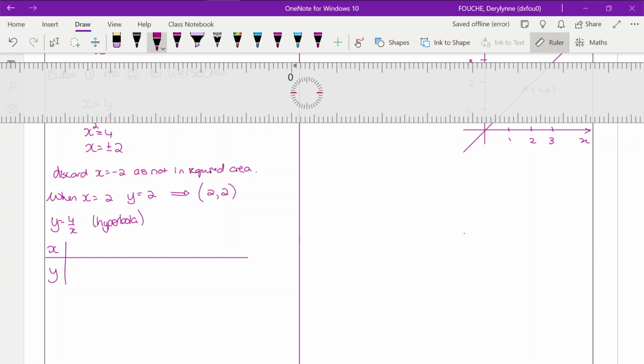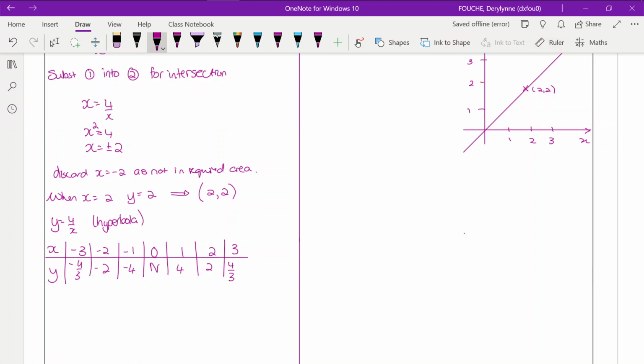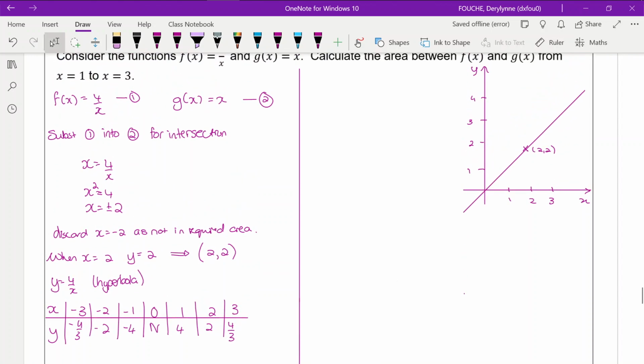So I'm going to go from negative 3, negative 2, negative 1, 0, 1, 2, and 3. I'm not too interested in anything past there. So I've got negative 4 over 3, negative 2, negative 4. At 0, it's not defined. Then when x equals 1, I have 4, 2, and 4 on 3. And what that does is it gives me a few points that I can just plot in and get an idea of what things look like.